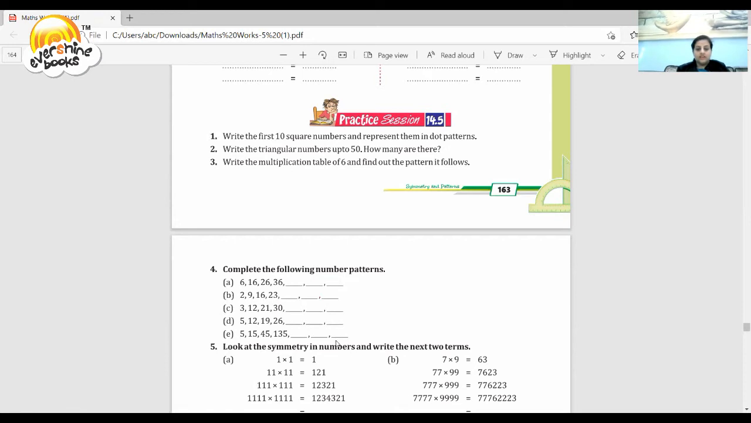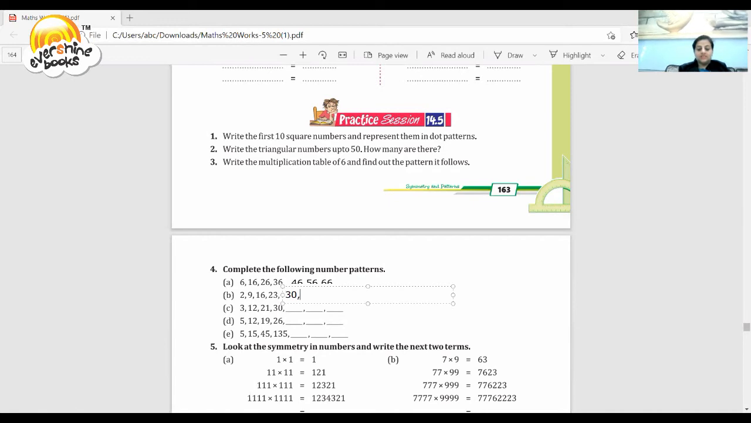Now here the numbers are written: 6 plus 10 is 16, 16 plus 10 is 26, then 36, 46, 56, 66, like this. Now 2 plus 7 is 9, 9 plus 7 is 16, 16 plus 7 is 23, 23 plus 7 is 30.